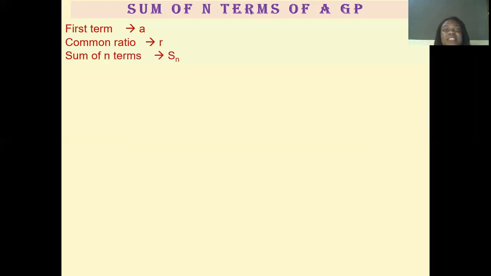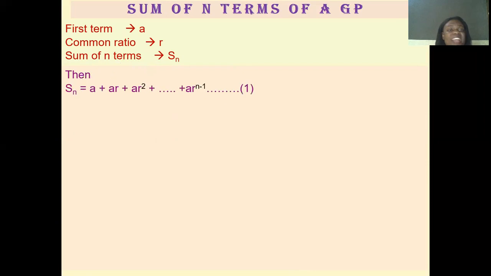Okay, so let's go to the sum of n terms of a geometrical progression now, a GP. Our first term is A, our common ratio is R, and our sum of n terms is S of n. We know that. Let's try to now look at the formula. How is the formula derived? Let's try to look at that.